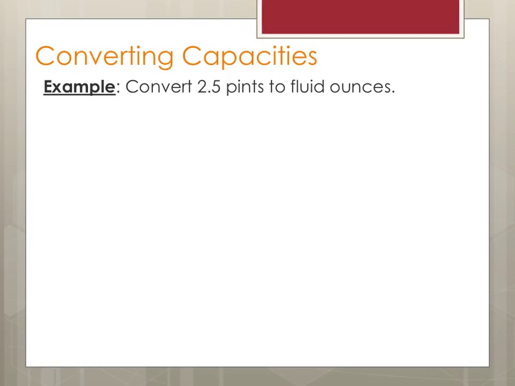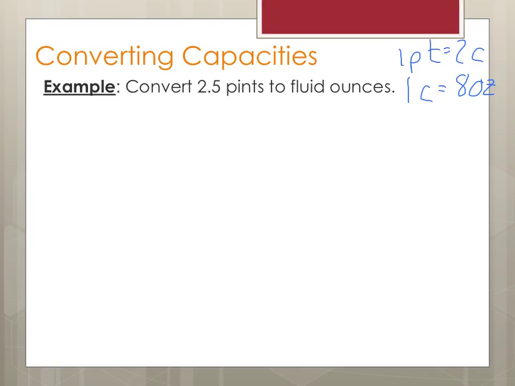Now let's do an example. We need to convert 2.5 pints to fluid ounces. We're going to need 2 conversion factors for this. We need to go from pints to cups first, so 1 pint is equal to 2 cups. And then once we're in cups, we're going to have to take this to ounces. We know that 1 cup is 8 fluid ounces.